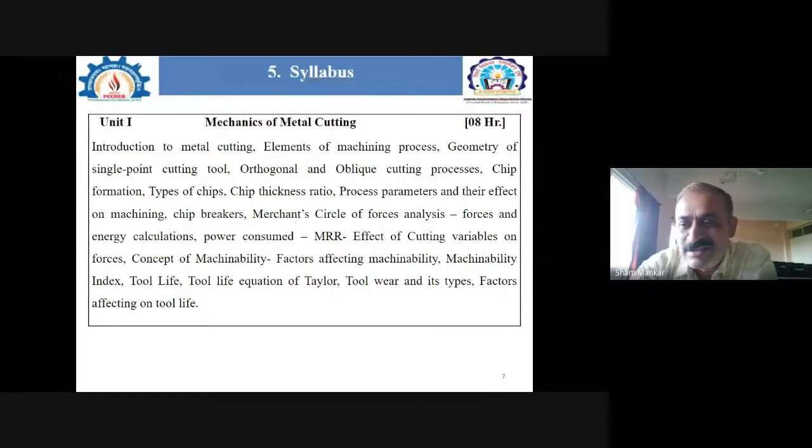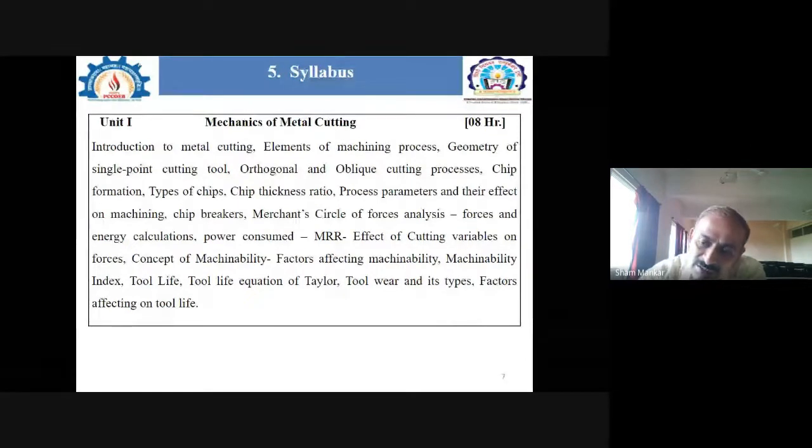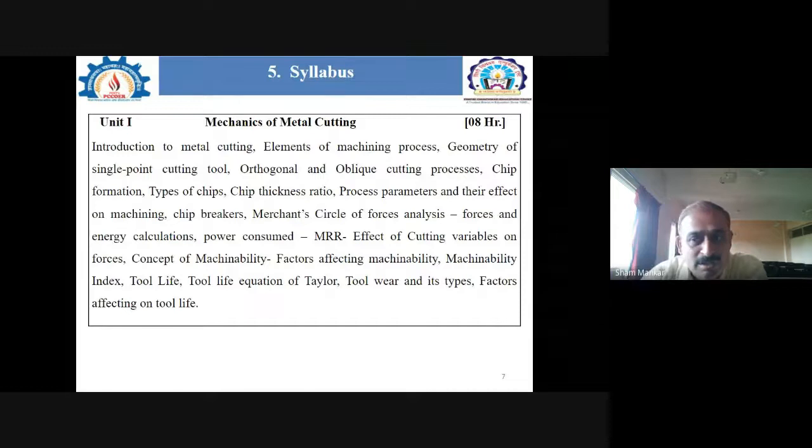Yes, correct. So we can consider the factors affecting it, such as cutting speed, feed, depth of cut, use of appropriate coolant or cutting fluid, then tool material, and then workpiece material.